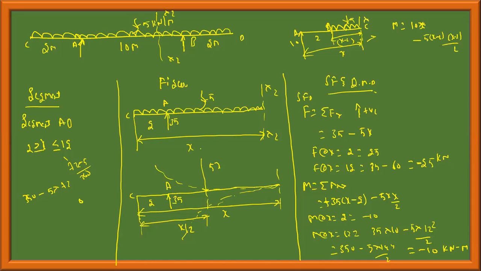Since it is UDL, the load is constant, shear force will be linear, bending moment will be parabolic or quadratic. This is constant, this is linear, this is quadratic. So we need to plot this. F at x is equal to 2 is 25, at x is equal to 12 is minus 25.